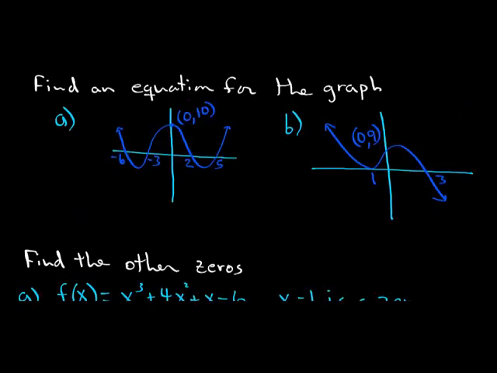Okay, so now we're going the other way. We've taken a polynomial and found a rough sketch. Now we want to go the other way. We're given the information. We're given the intercepts, and now we want to see if we can write an equation.